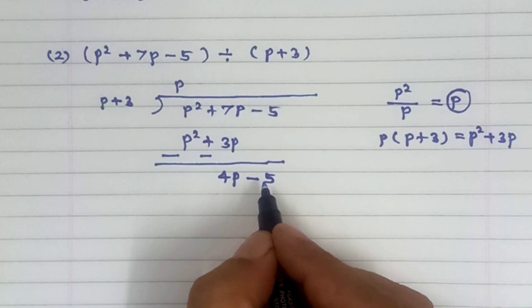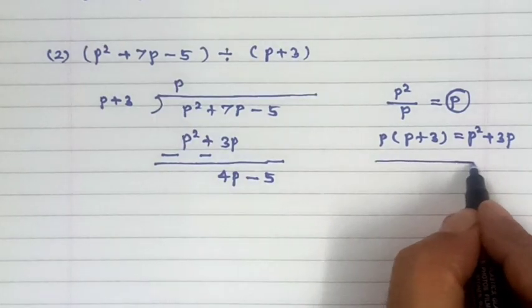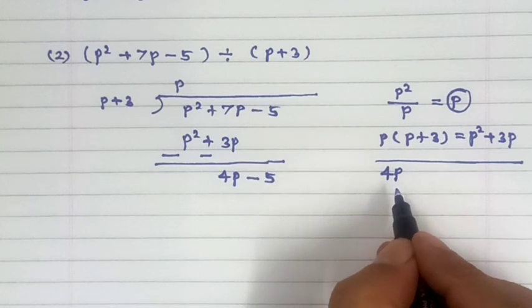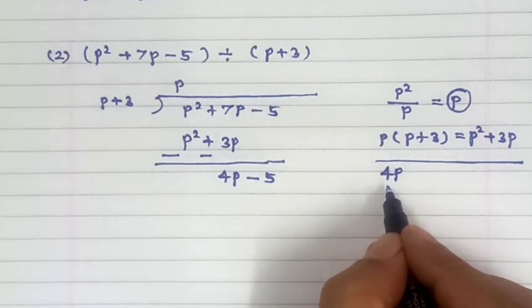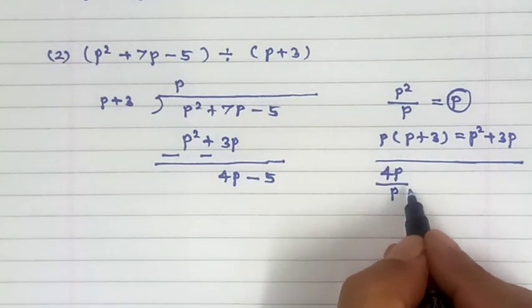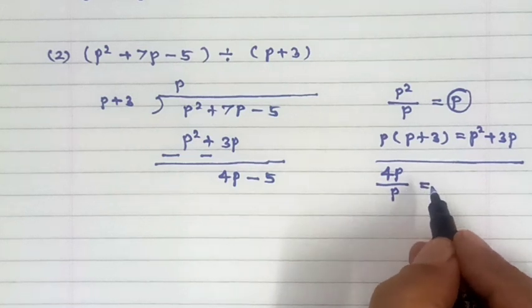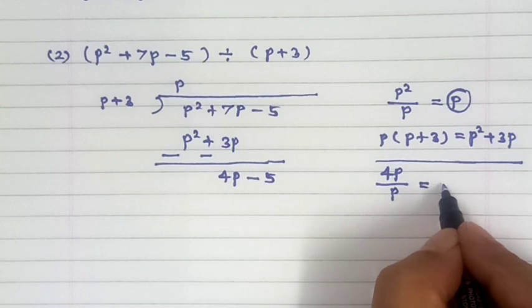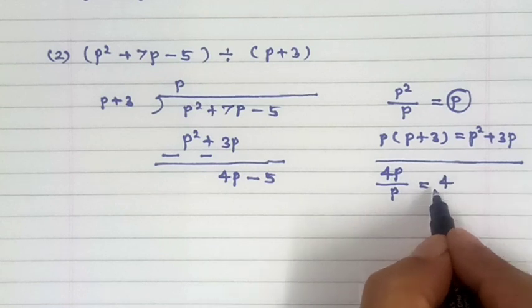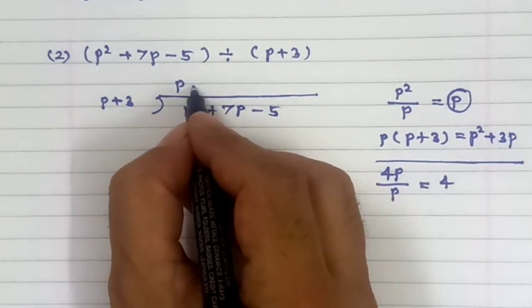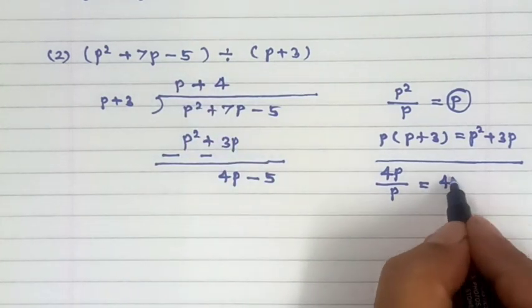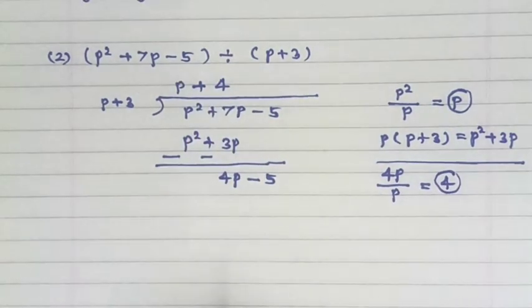Now, exactly the same way the method will be repeated. So, again 4p will be divided by p, the first term. When you divide 4p upon p, you get the answer 4. 4 is plus, so it will be plus 4. You will write here plus 4. This is your 4 which is to be written.